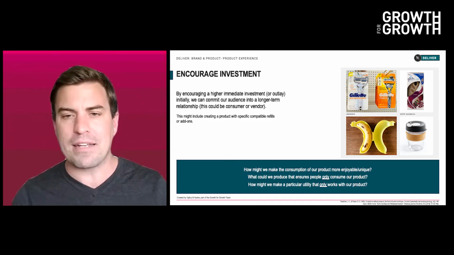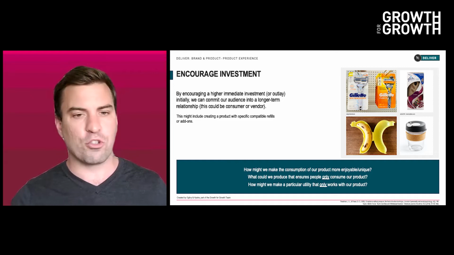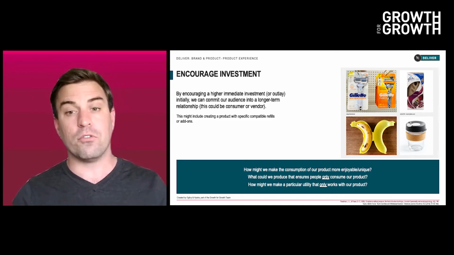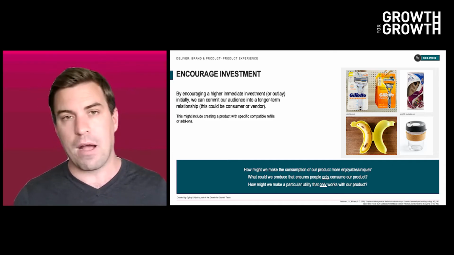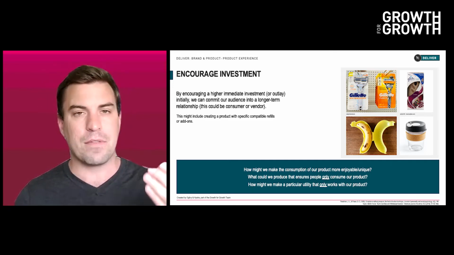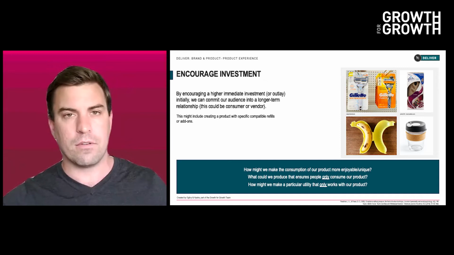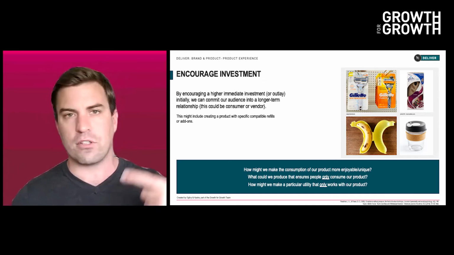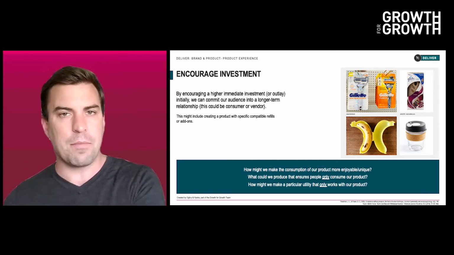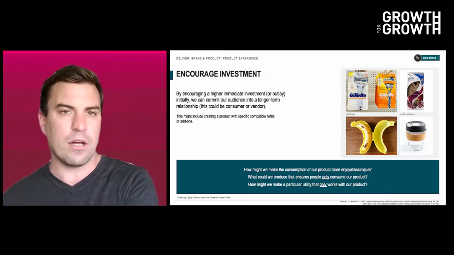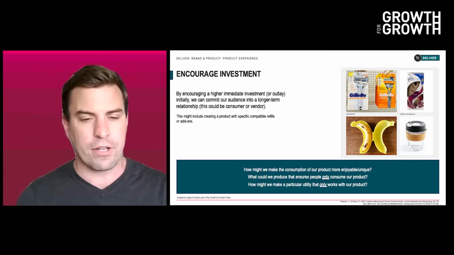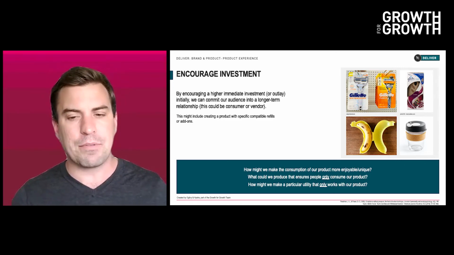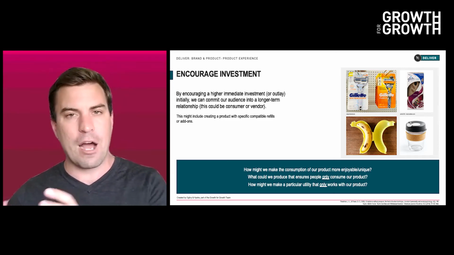So how might we make the consumption of our product more enjoyable and more unique? What could we produce that ensures that people only consume our product versus one that might solve a slightly similar need without the nutritional benefit? I say need as in thirst or satiety. How might we supplement this with something that actually drives a nutrition outcome or a broad lifestyle health outcome? How might we make a particular utility that only works with our product?